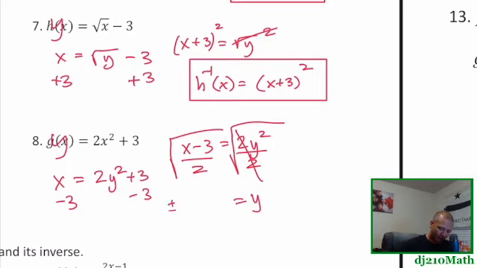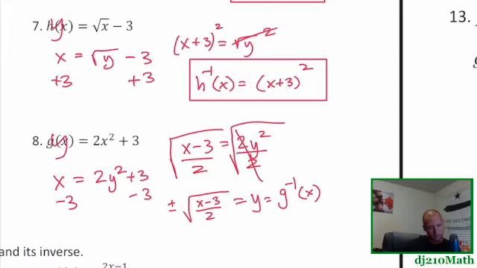Left-hand side, plus or minus, right? Because I introduced the square root. The square root wasn't there. I brought it to the table. Therefore, I have to bring a plus or minus. x minus 3 all over 2 inside the square root. And then you change y back to g inverse. All right.